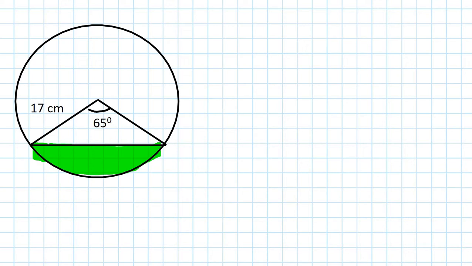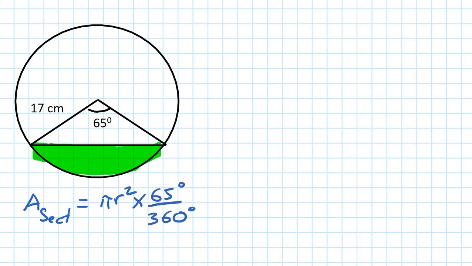Now, first of all, we need to find the area of the sector. I just write in here, area of a sector is part of the circle. We write sector first. The area of a circle is pi r squared. This will give me the whole circle, but I do not want the area of the whole circle, so I only need part of the circle, which is 65 degrees out of 360.